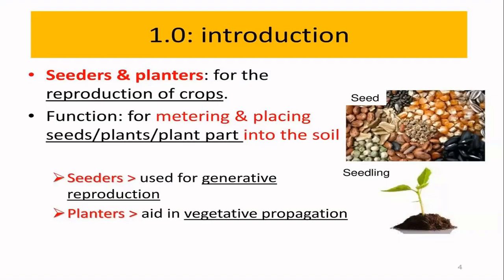So the seeder has a hopper. Hopper is a storage bin to store the seed. 1 or 2 kilograms, not 4,000 kilograms. It's difficult to move in the field, so the losses also are high. So 1 or 2 kilogram of seeds is there. For tiny seeds, 100 grams is there.